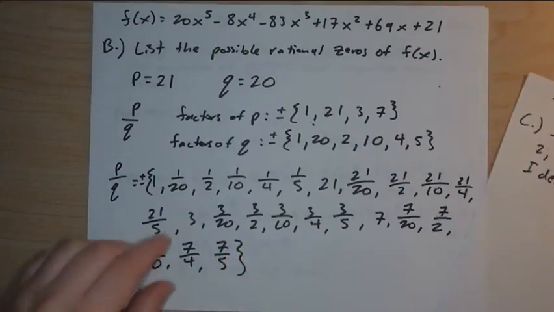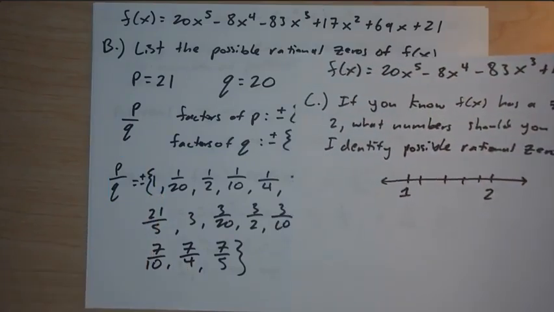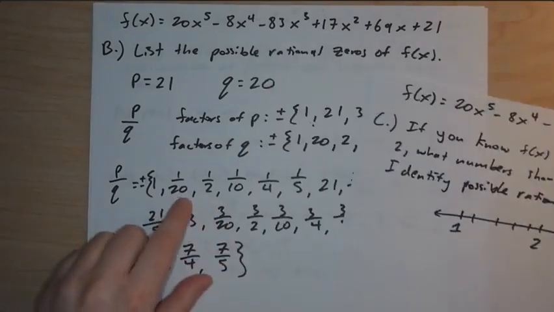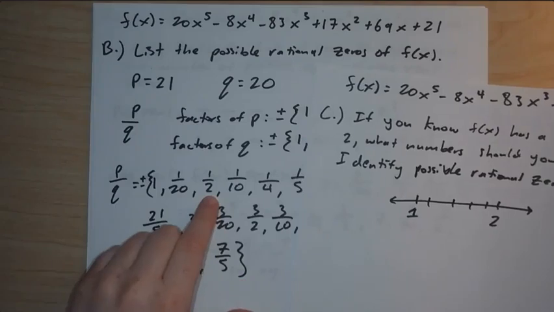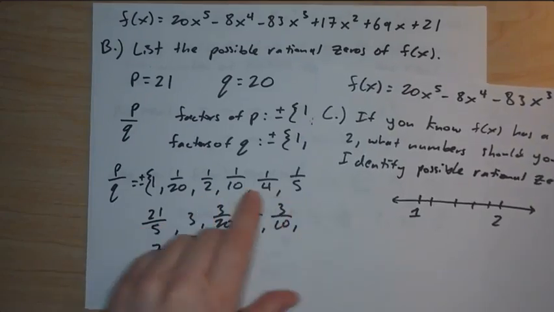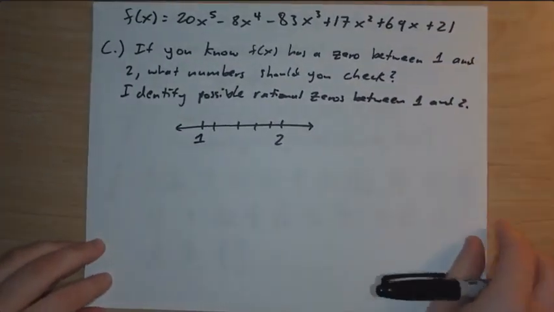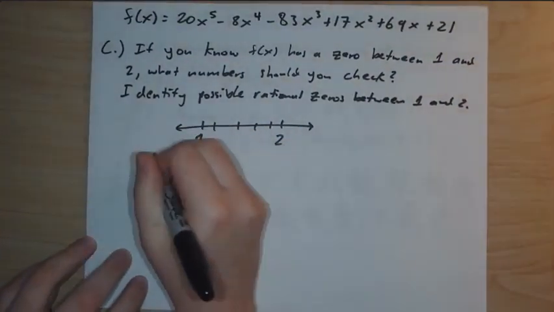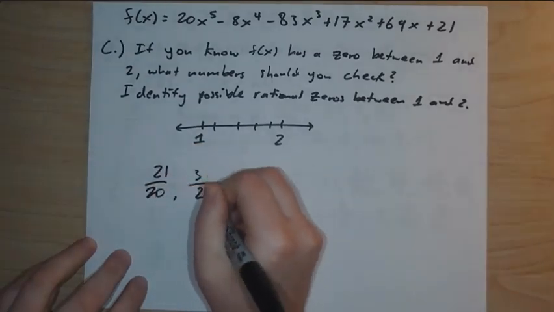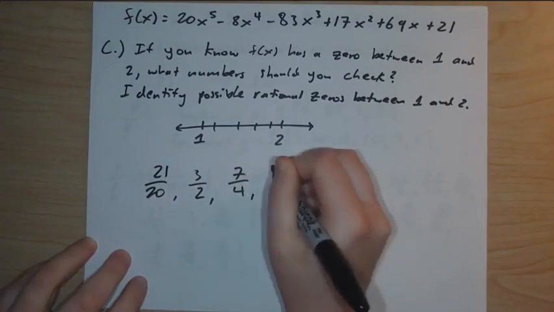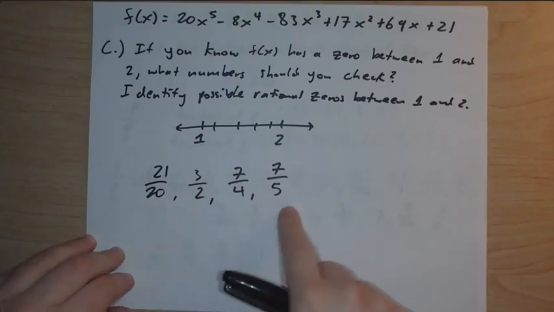So if we figure that out, 1 is not between 1 and 2. 1 over 20 is less than 1. 1/2 is less than 1. So if we do that for all of them, we find out that the numbers that actually are in between 1 and 2 are 21 over 20, 3 over 2, 7 over 4, and 7 over 5. And you can make sure of that by plugging this into your calculator.